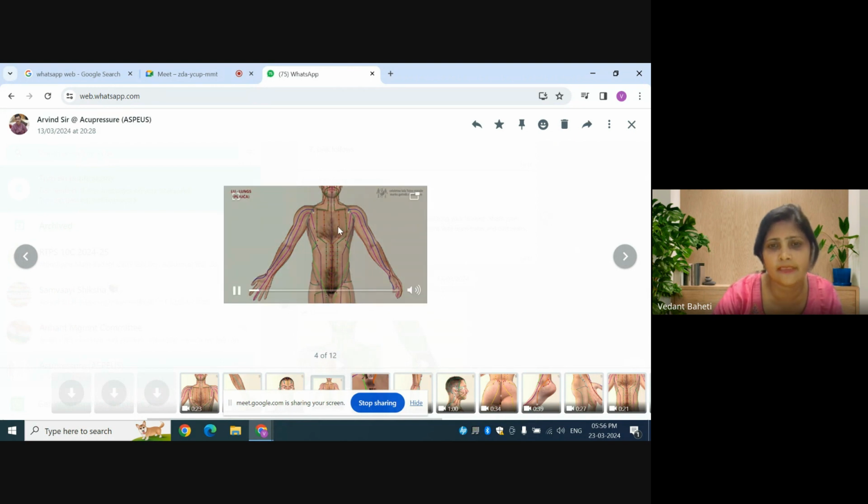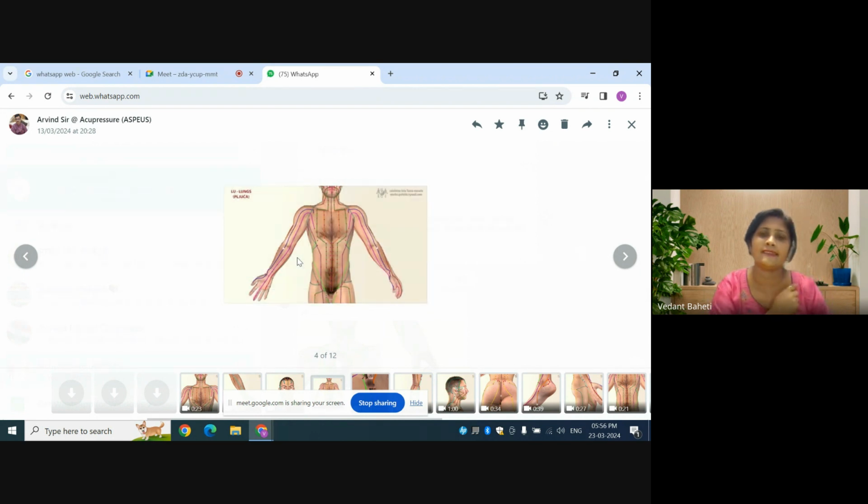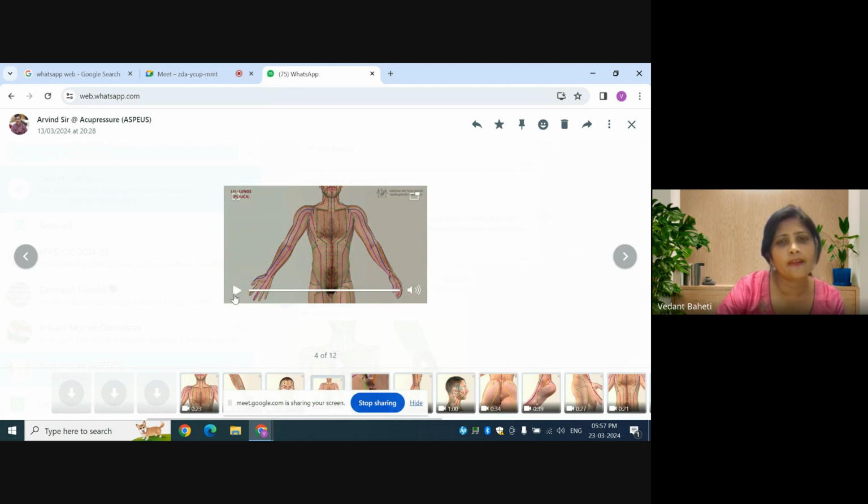Now let's see which meridian this is. This is the lung meridian. As I told you, it starts from the clavicle end of our chest bone. See, it's starting from here and ends at the thumb.